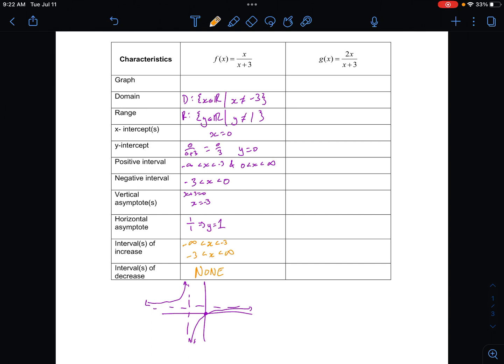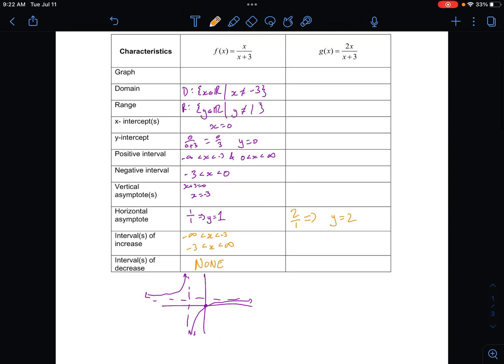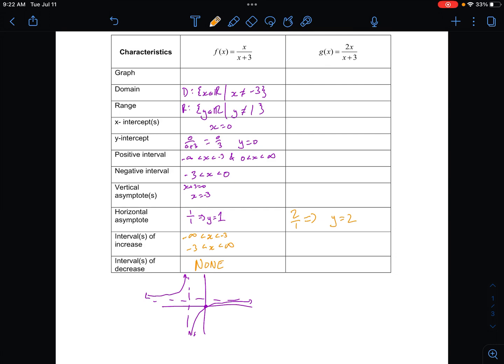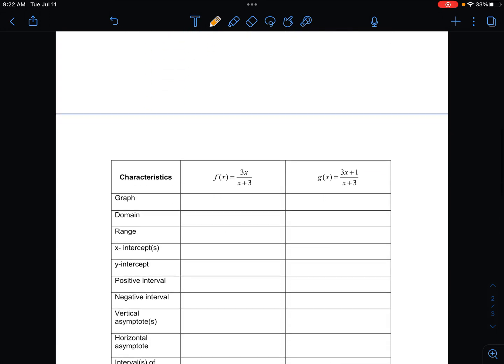This would be very similar. The only difference here is that my y is 2, and it's because my leading coefficients are 2 divided by 1, because the order of the two polynomials are exactly the same. So this is where all that first unit content comes in.